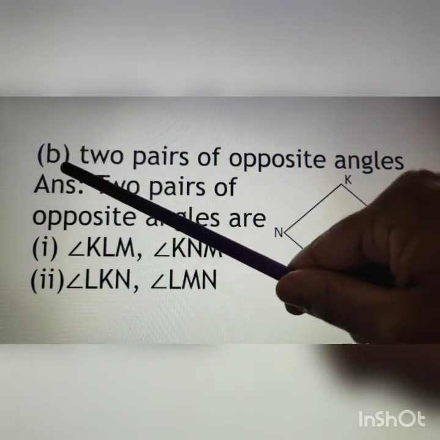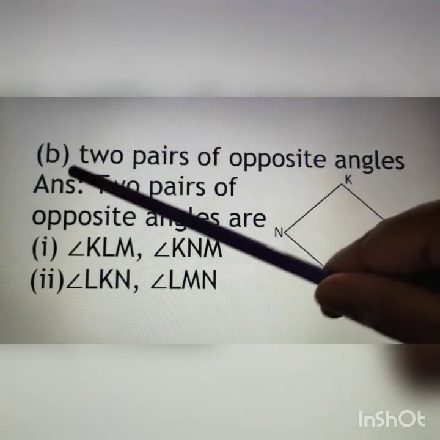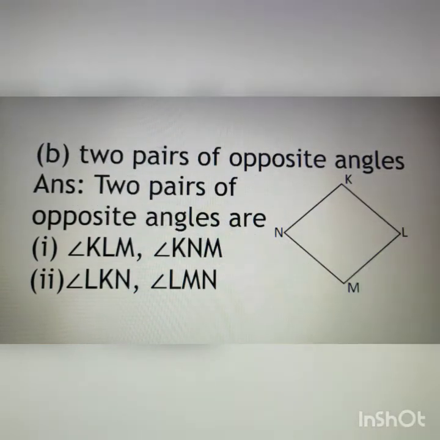Question number 2b. Two pairs of opposite angles. Answer. Opposite angles means angles which are opposite to each other. Here angle KLM is opposite to angle KNM, and similarly angle LKN is opposite to angle LMN. Simply we can say angle K and angle M are opposite to each other. Angle N and angle L are opposite to each other.